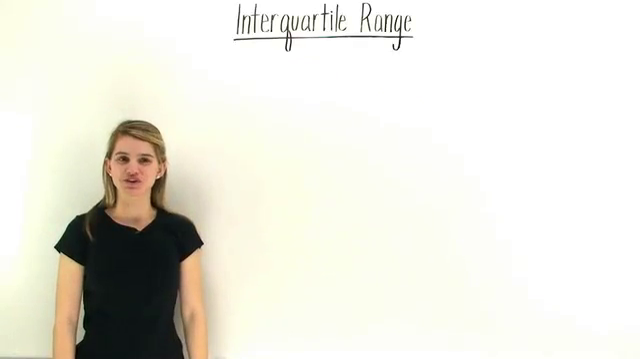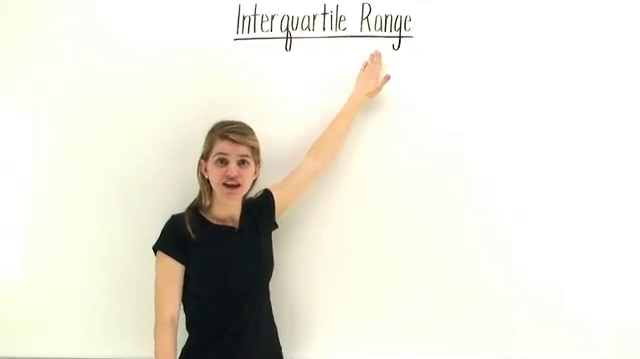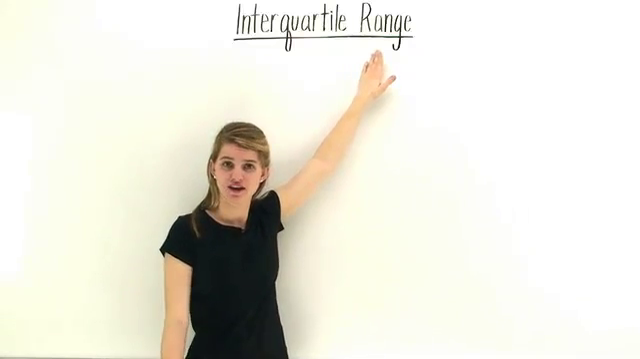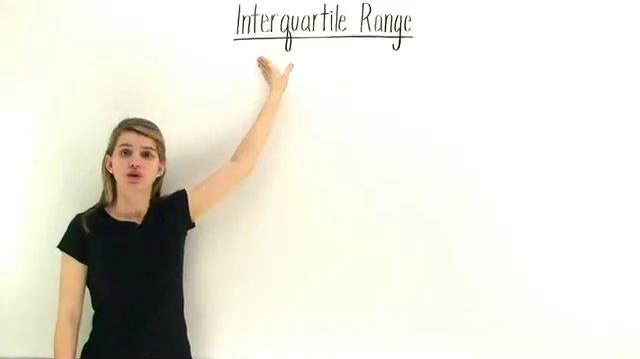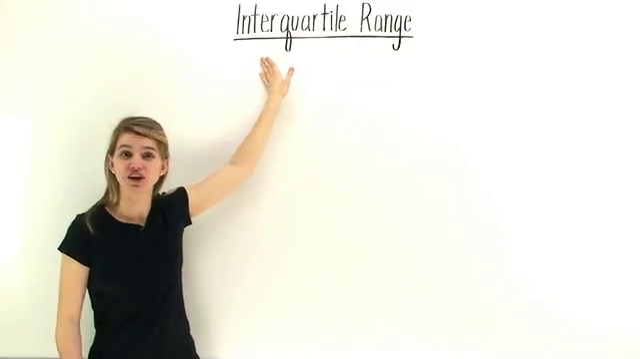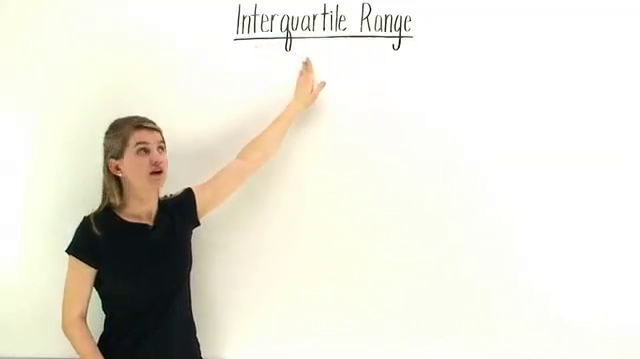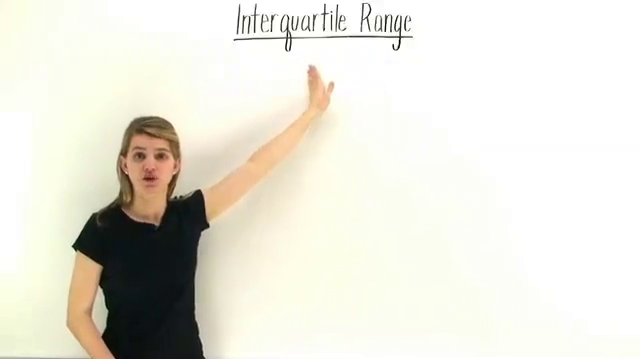What is the interquartile range? Let's take a minute to look at the words. Range. The range of a set of data tells us how spread out the data is. What about the word inter? Inter means among or between, like interior. That means we're looking for the range between quartiles, or the spread between the quartiles.